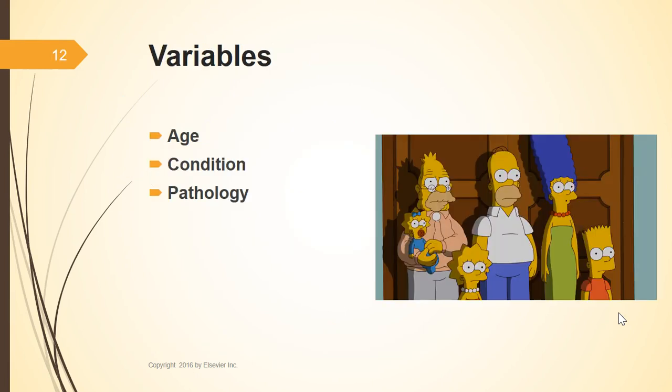Now, we also talked about some variables that we need to consider. I want you to know right now that it's the age of your patient, the condition of the patient, and the pathology of the patient. Now, all of these are variables that you need to consider when you decide what mass to use. We're going to talk about the variables in general later, but I just wanted to give you an example.